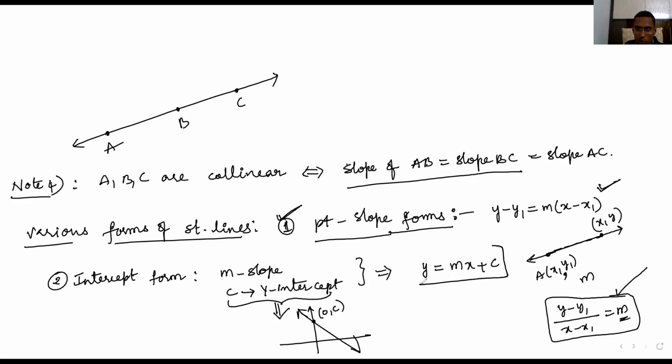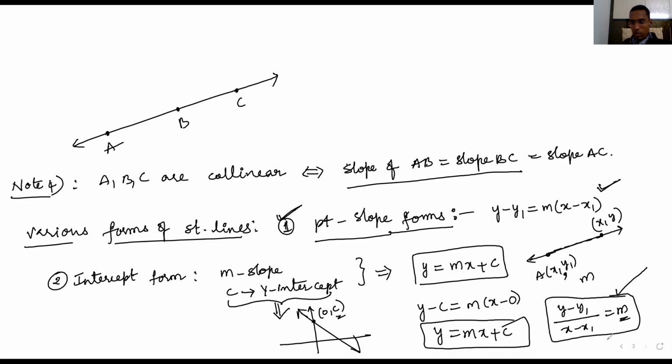Now here, how do you get this one also? I told you y minus y1 equal to m, slope I said, m into x minus x1. Here x minus x1 is 0. So therefore y equal to mx plus c, like this you get. I told you this one, right?